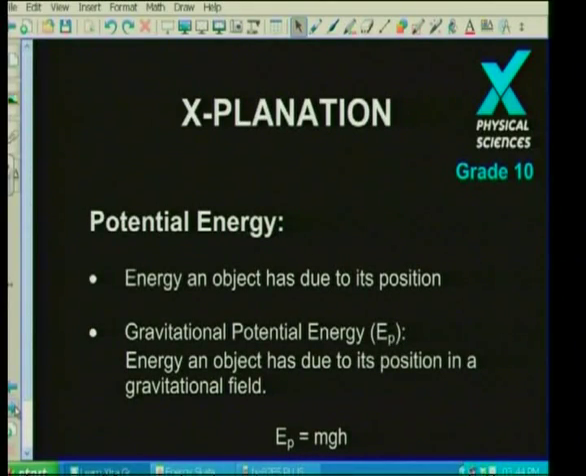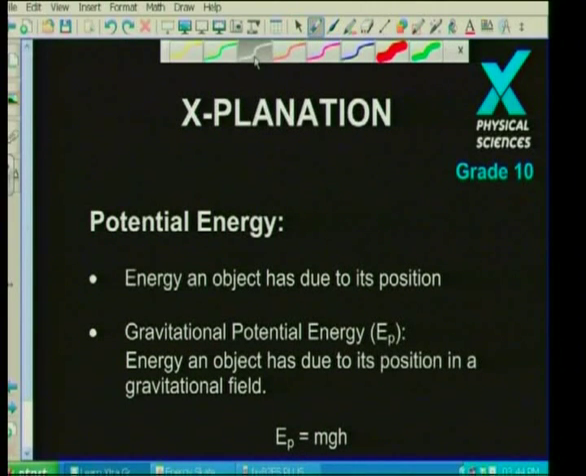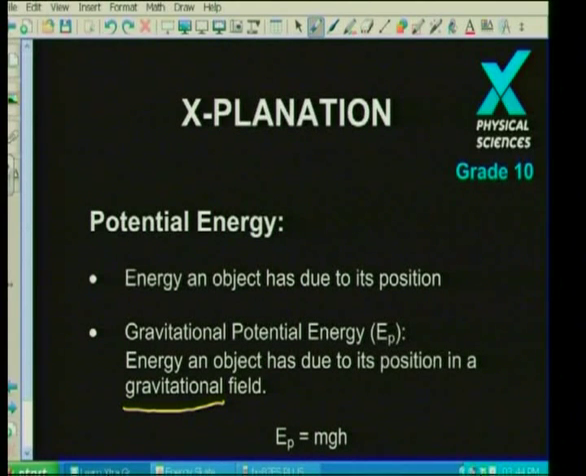I'm hoping some of you remember this from grade 9. Potential energy is the energy an object has due to its position. Specifically for us in grade 10, we're looking at its position in a gravitational field. Now you've got to get this. We can have electrical potential because an object sits in an electric field. We can have magnetic potential, which is not a great example, because two magnetic objects are in the same field.